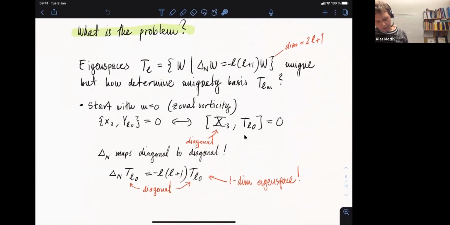So for each L, I have a corresponding eigenspace. It looks like this, right? So this eigenspace is of course unique, but how do I uniquely determine a basis so that I get the T_LM? Okay, that's the question.